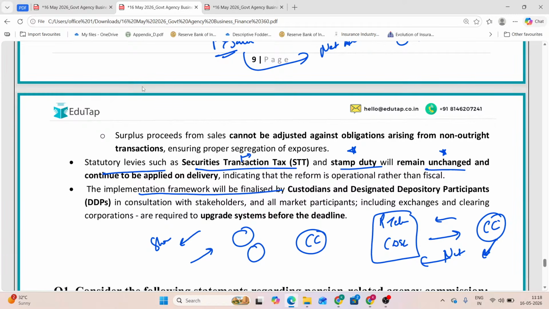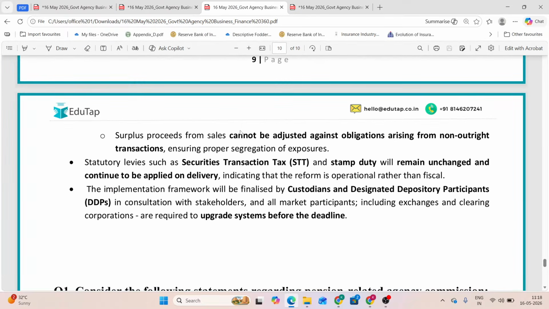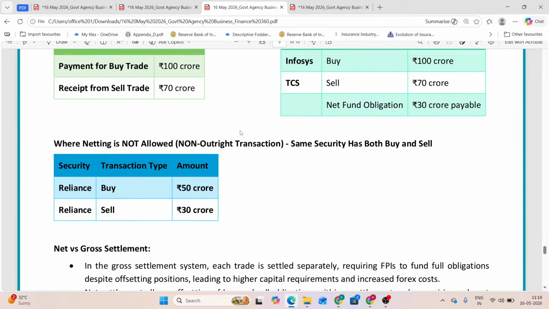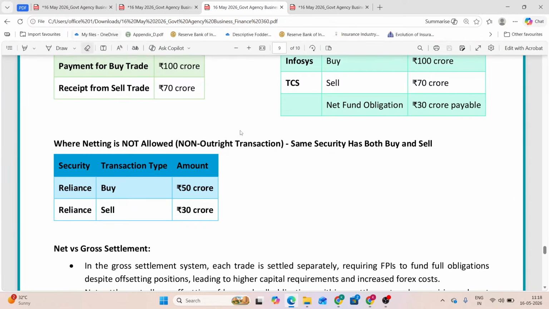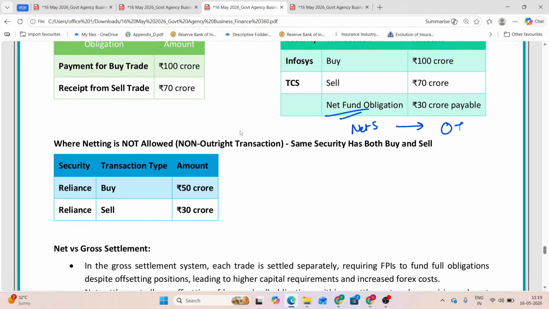The implementation framework will be finalized by custodians and designated depository participants, that how this framework will be applicable, or implemented. So what we have understood is that the net settlement has been allowed, but only for the outright transactions undertaken by the FPIs, foreign portfolio investors. Outright transactions means that for a particular share, for a particular security, there is only one-sided position that you are taking. You are either buying it or you are selling it.